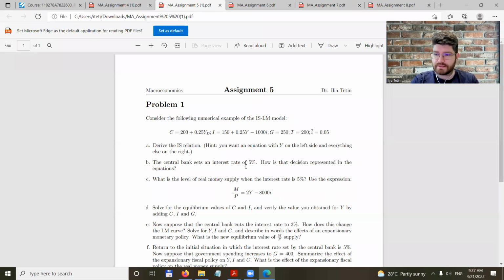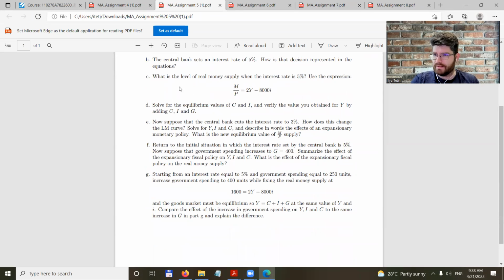Then the central bank sets the interest rate. How is that decision represented in the equation? So we have to substitute the interest rate, this small i, with 5%. 5% means 0.05. So we have already obtained the equation 1100 minus 2000 times I. So this I changes, and Y, our output, is 1000 in this case. Number C.